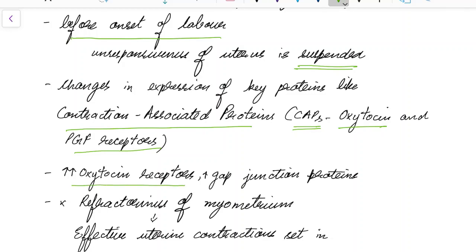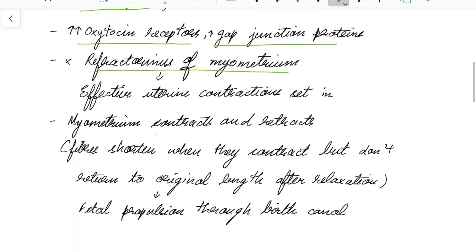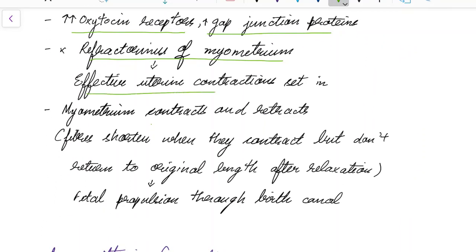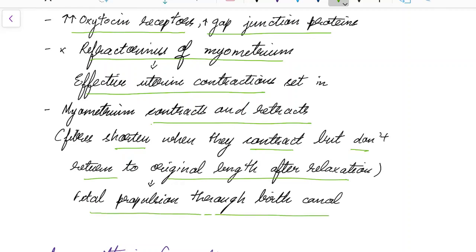There will also be increase in gap junction proteins in the uterus. All these will end the refractoriness of myometrium, and there will be effective uterine contractions. The myometrium contracts and retracts, that is, the fibers shorten when they contract, but they don't return to original length after relaxation. This causes fetal propulsion through the birth canal.